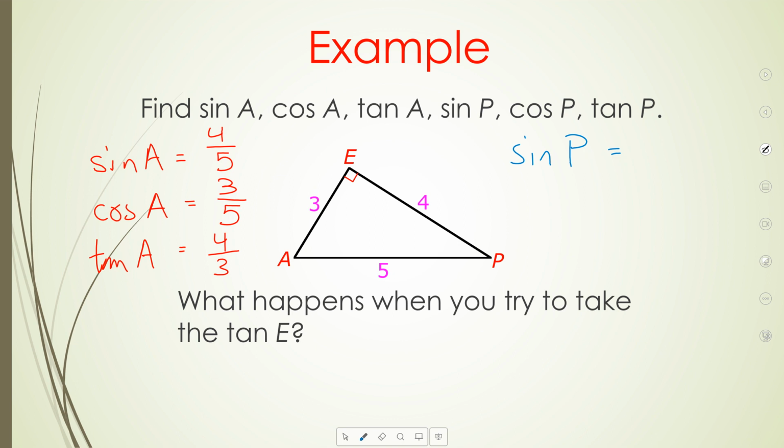3/5. Hot diggity. How about the cosine of P? Damien? The cosine would be... Uh-huh. And last but not least, the tangent of P is what, Ava? 3/4. Well done. Any problems?